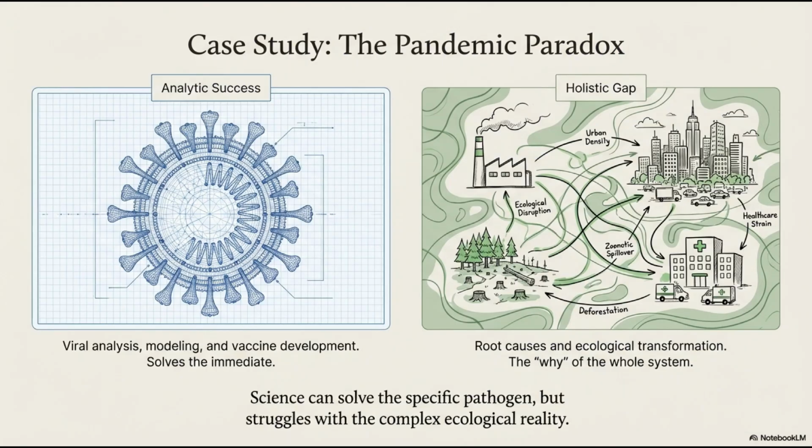Consider the pandemic as a case study. The analytic approach was a resounding success in the short term, allowing for rapid viral sequencing and vaccine development. Yet, we faced a significant, holistic gap. While we solved the immediate pathogen, we struggled to address the complex ecological reality that caused the spillover in the first place: factors like deforestation, urban density, and ecological disruption. The science could fix the specific target, but it struggled to grasp the complex system that enabled the catastrophe.